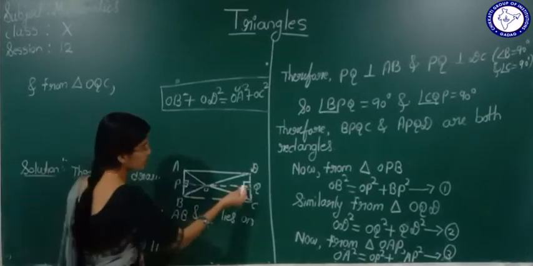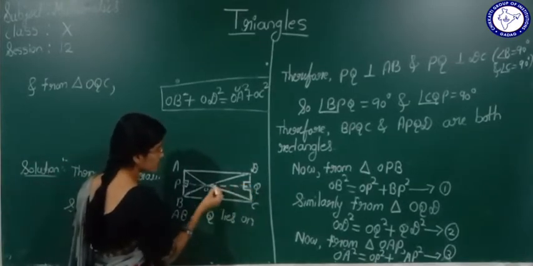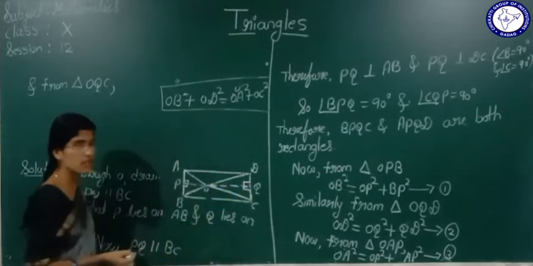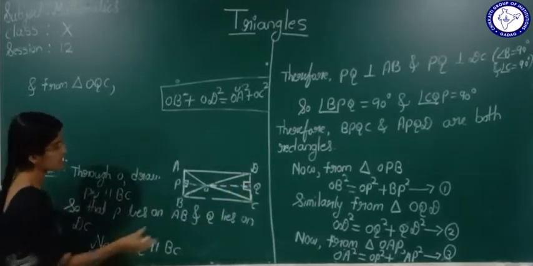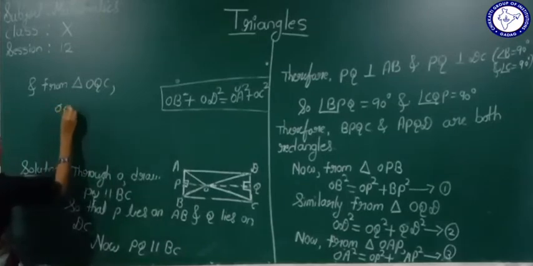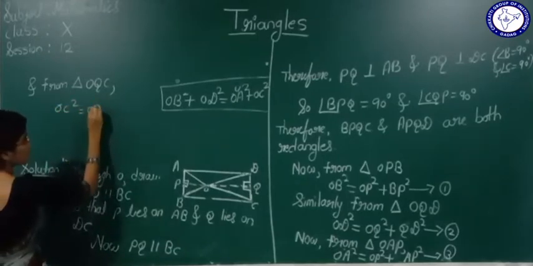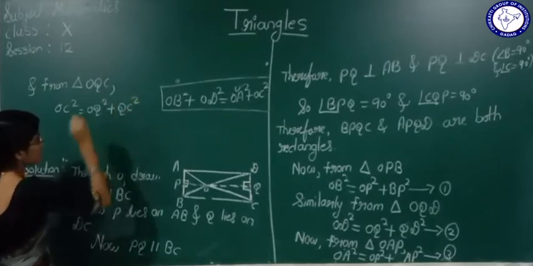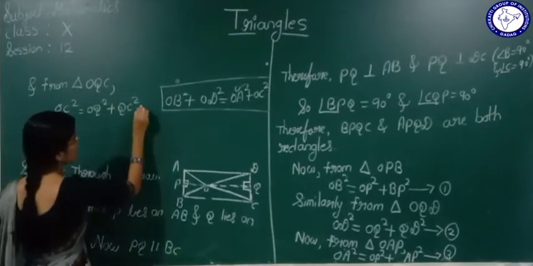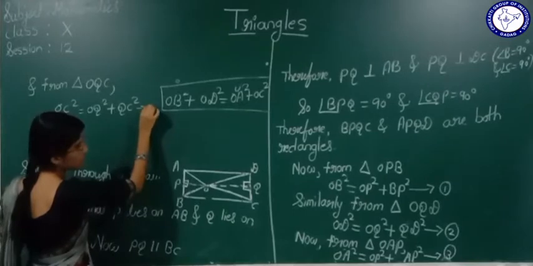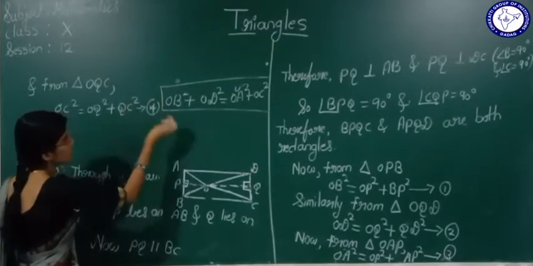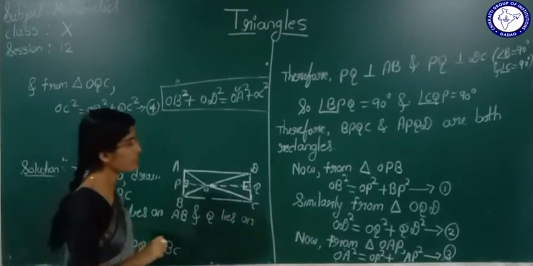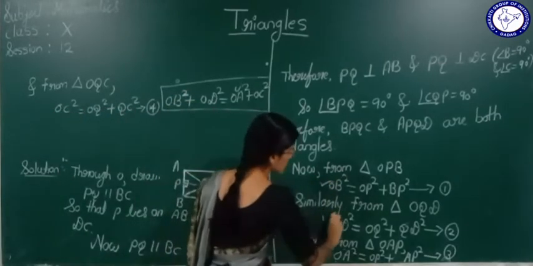What is the Pythagoras theorem? Square of hypotenuse is equal to the sum of the squares of the remaining sides. That is, OC square is equal to OQ square plus QC square. Call this equation number 4. Now see here, we want OB square plus OD square on the LHS. What will we do? Adding equations 1 and 2.